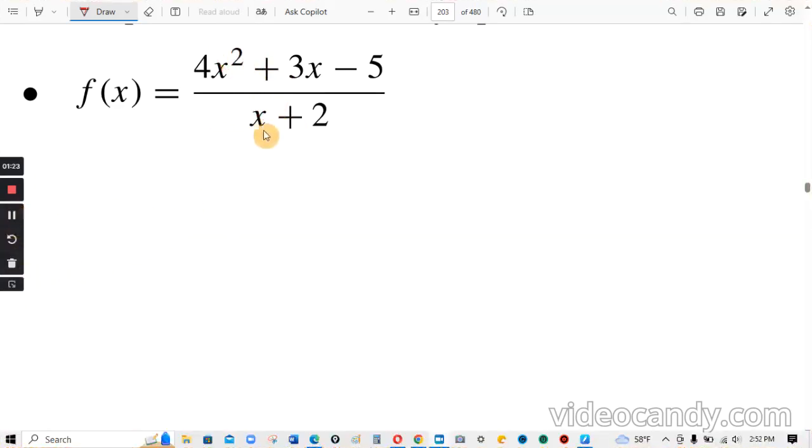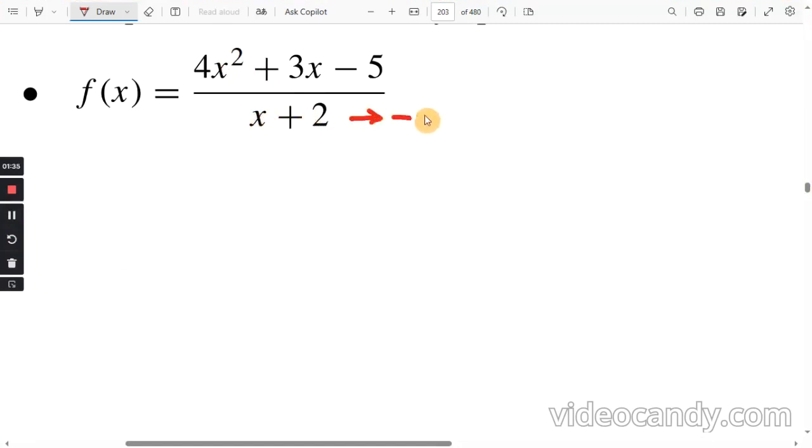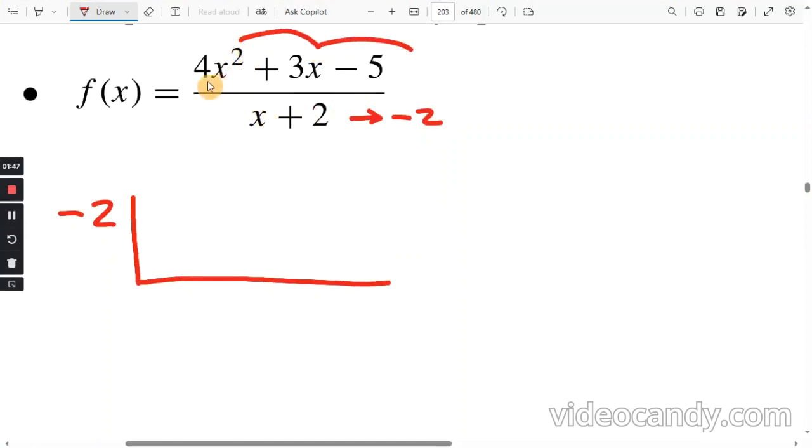All right, so let's just use basic polynomial division. We can actually use synthetic division on this one. Okay, remember, if you're dividing by x plus 2, you're going to use -2. All right, so I'm just going to use synthetic division here. And make sure the exponents count down by 1. Use the coefficients 4, 3, and -5.